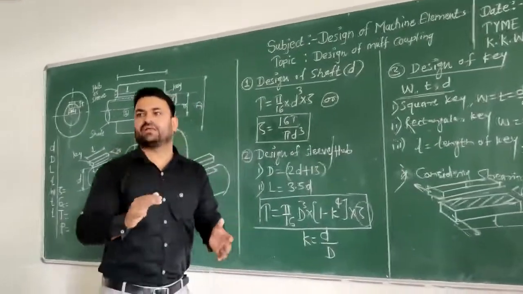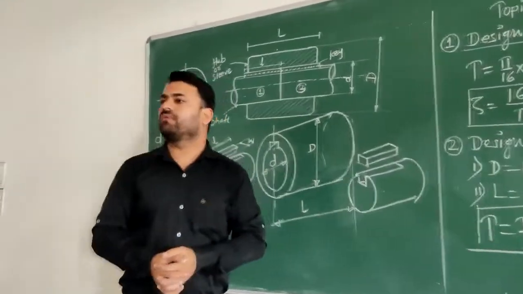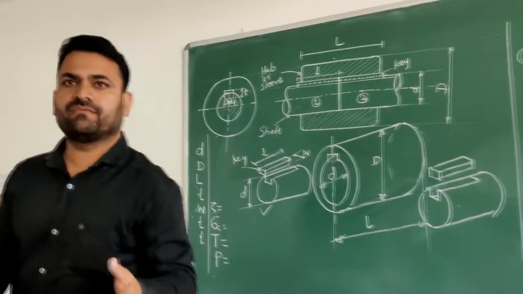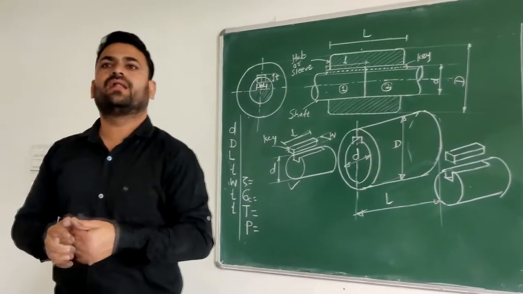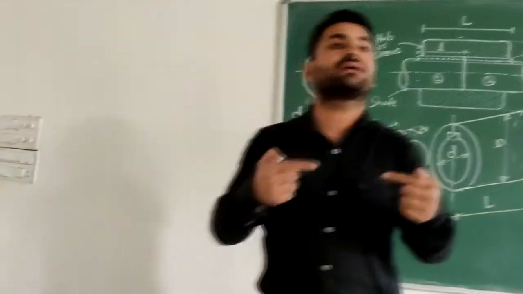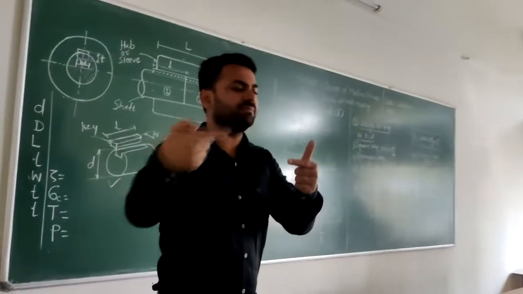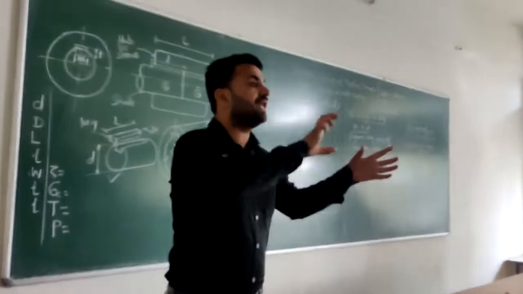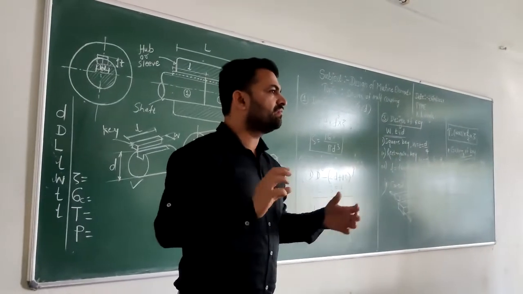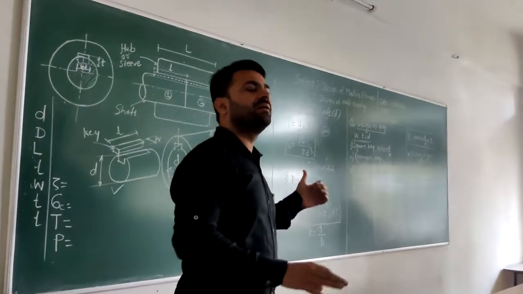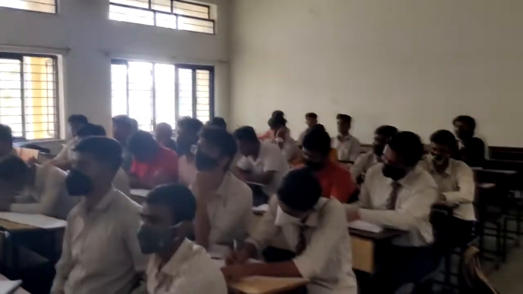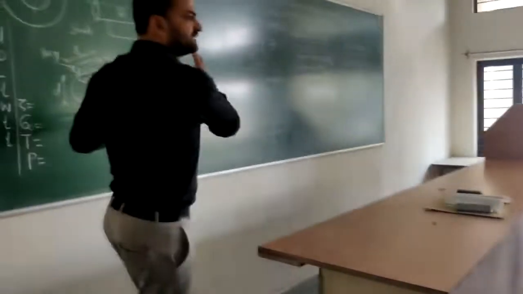Let's see again. Sleeve or muff coupling is a very simple coupling which is used to connect the line shaft, means those shafts which are connected in a line. Shaft number 1, shaft number 2, shaft number 3, shaft number 4. For connecting such shafts, we use this muff coupling. And muff coupling is made up of 3 to 4 elements: first shaft, then hollow shaft, third key. So this is the diagrammatic representation.